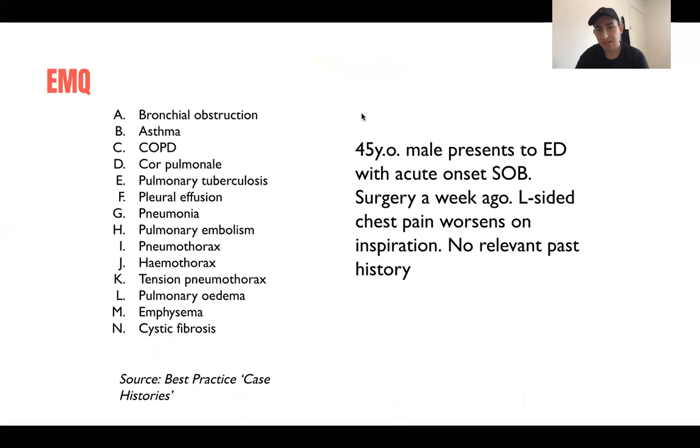A 45-year-old male presents to ED with shortness of breath and he had surgery a week ago. This should be fairly straightforward. This is very buzzwordy for what? H, perfect. This person has had a PE because he has had surgery, which is a huge risk factor for PE, and it's chest pain worse on inspiration, which is pleuritic chest pain, again PE.